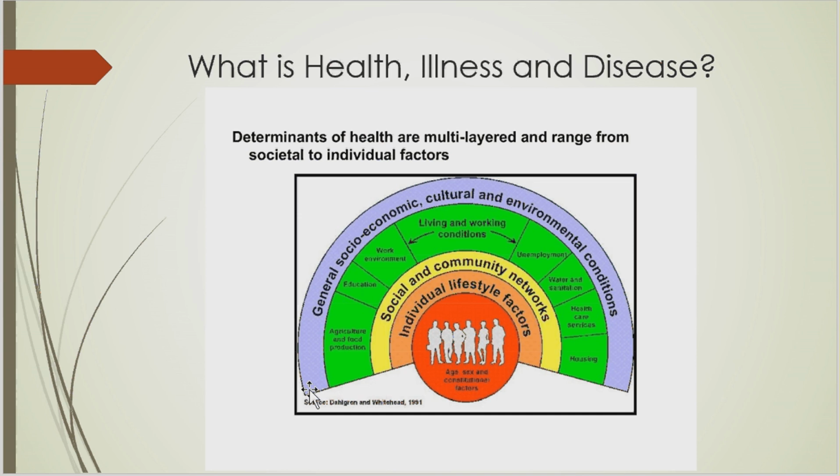And the final layer of the determinants of health are the general socioeconomic, cultural, and environmental conditions that the individual lives in. So, is it a first world country? Is it a developing country? Is it an undeveloped country? All of those things are going to have big impacts on the living and working conditions, which is going to have a big impact on social and community networks, which is going to have a big impact on individual lifestyle factors, which is going to impact on the health of the individual. Okay?